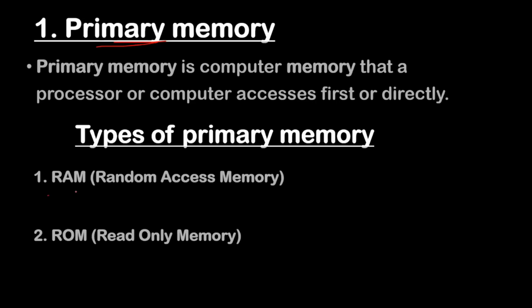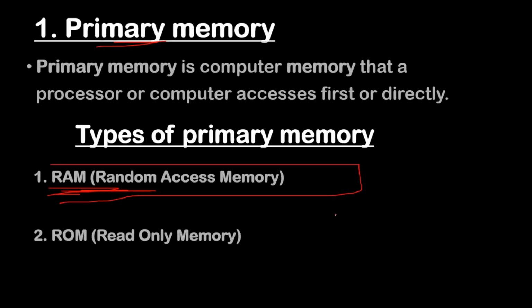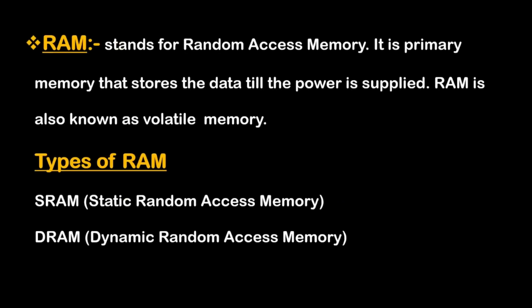Now, the types of primary memory: we have RAM, which means random access memory, and ROM, which means read only memory. If you see RAM, RAM stands for random access memory. That is a primary memory. The use of RAM is to store the data till the power is supplied, because RAM is a volatile memory. Volatile means this is a temporary memory. Once your power shuts down, the data will be erased. It will store the data only till the power is supplied.